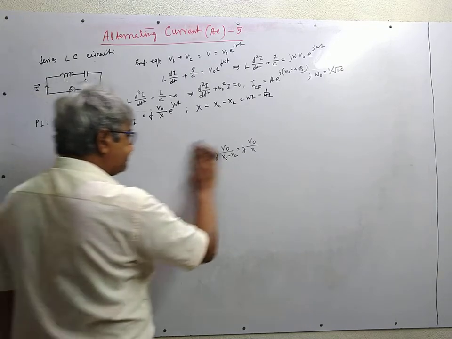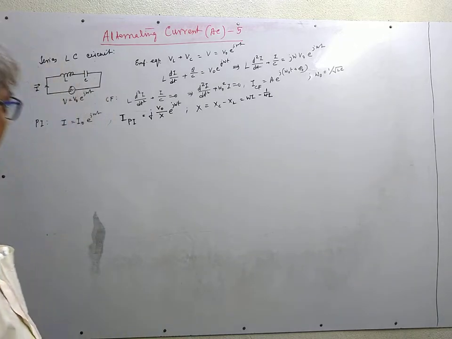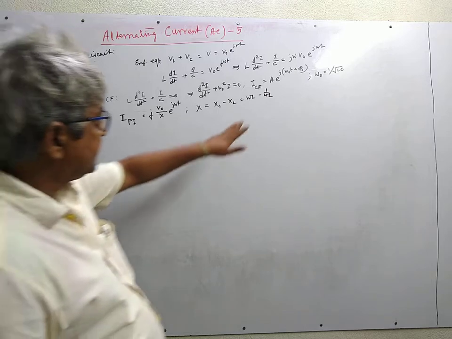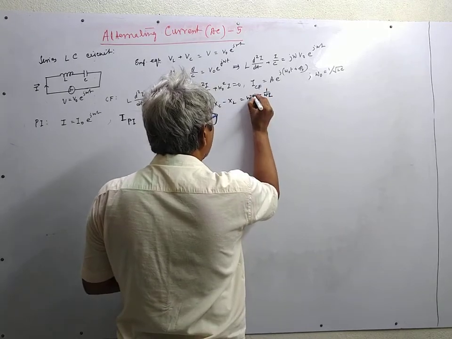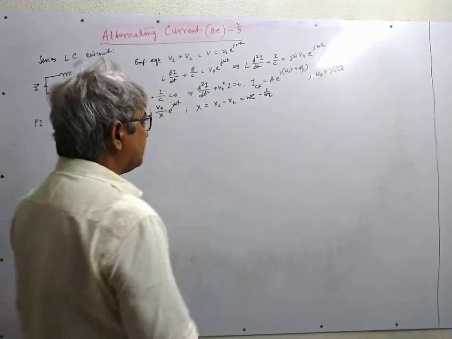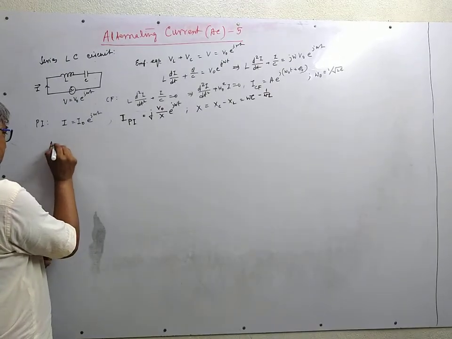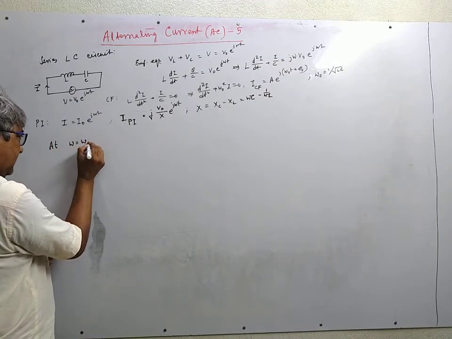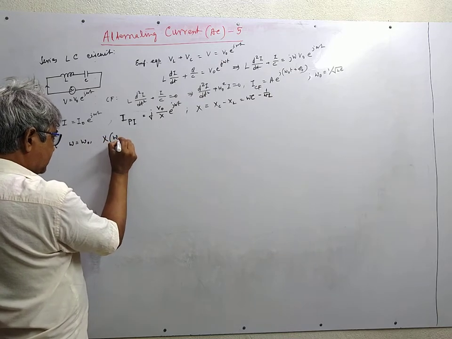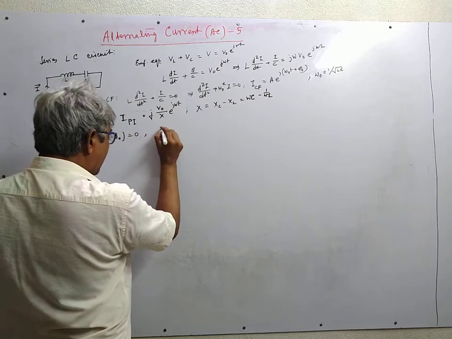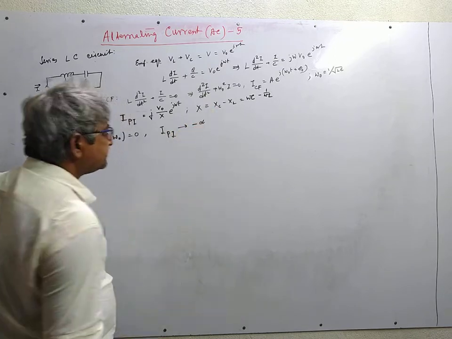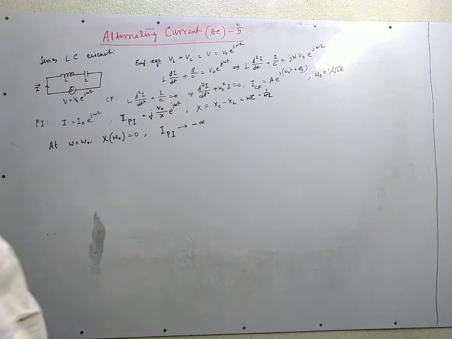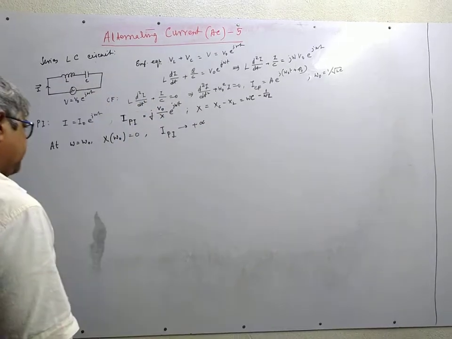Now, one thing is what happens to IPI at omega is equal to omega 0. These two terms cancel. Note the correction. These two terms cancel, and we have at omega is equal to omega 0, X at omega 0 is equal to 0, and IPI goes to infinity.